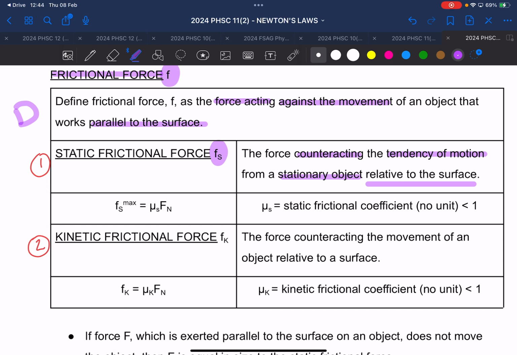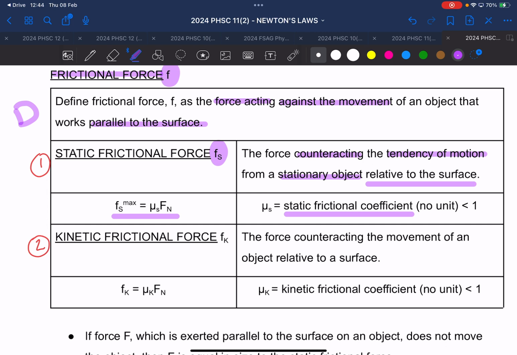Okay, now the formula to calculate that is Fs maximum is, and then there's this weird looking μs, and then an Fn. Now last year you did this μ thing, but you did it in a different context, like micrometers or microseconds. Here it does not mean micro. Here that weird looking μ means the static frictional coefficient, or the coefficient of friction.